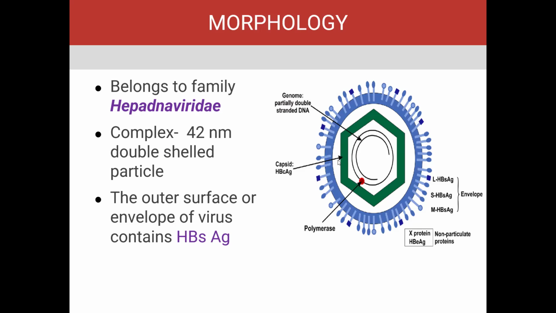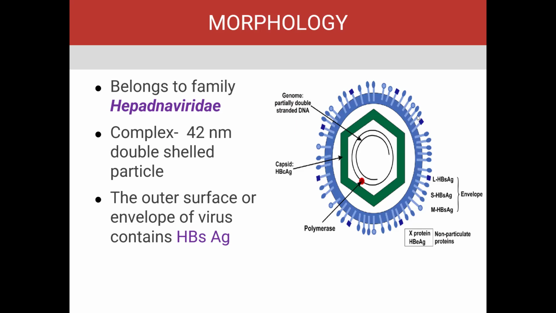It is a complex virus, which means it has complex symmetry. So what is complex symmetry? This virus does not conform to either icosahedral symmetry or helical symmetry, so they possess a complex symmetry. The size of the virus is 42 nanometer. This is a complete virus particle, and it is a double shelled particle.